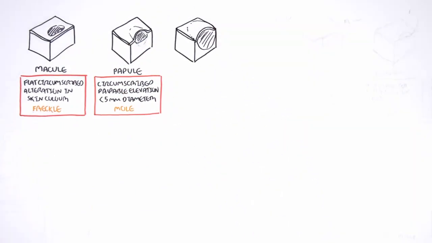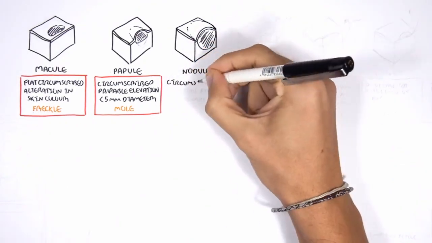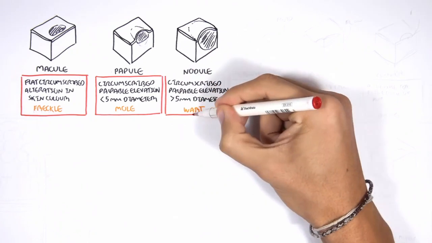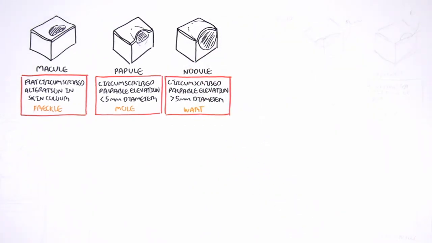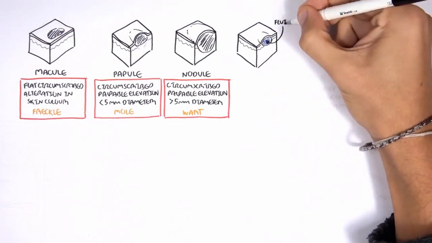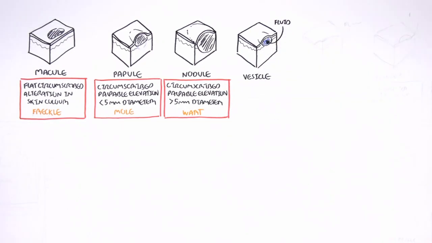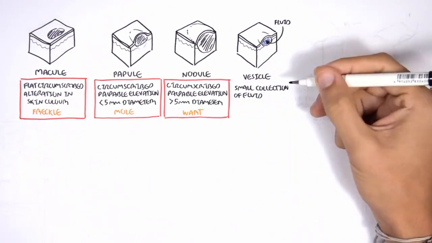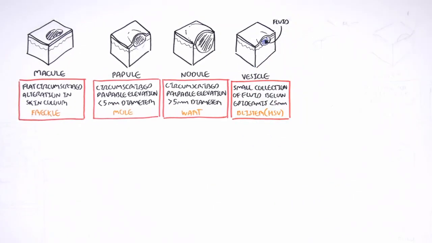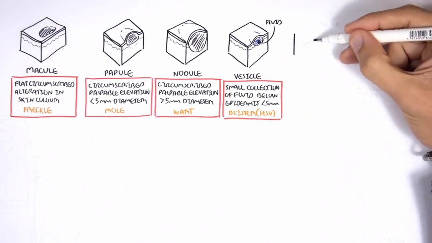The one up from a papule is known as a nodule. A nodule is a circumscribed, palpable elevation greater than 5 millimeters in diameter. An example of a nodule is a wart. If the lesion contains fluid, this can be referred to as a vesicle, as long as it is a small collection of fluid below the epidermis, less than 5 millimeters in diameter. An example of this is a blister caused by the herpes simplex virus.